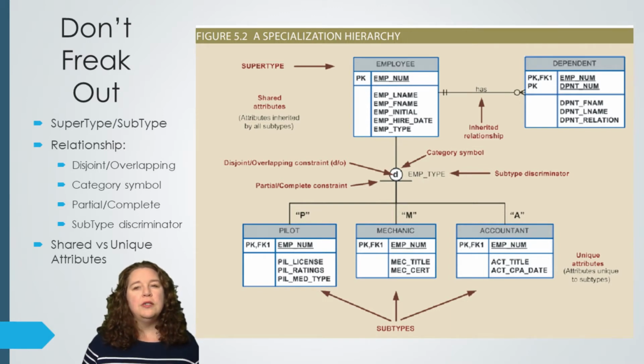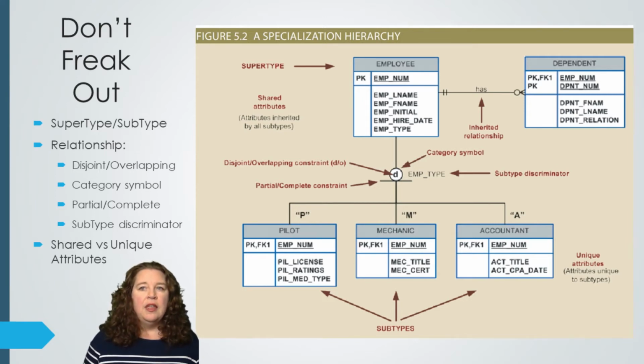So now if we go down, we have a couple of things here. We have this little circle with a D in it with a line underneath it. That's actually a couple of things that you're looking at all at once. One is whether it's disjoint or overlapping. We'll explain that. The symbol, which is either a D or an O, relates to that disjoint or overlapping. The partial versus complete constraint, which goes into mandatory versus optional. And then what we call the subtype discriminator.